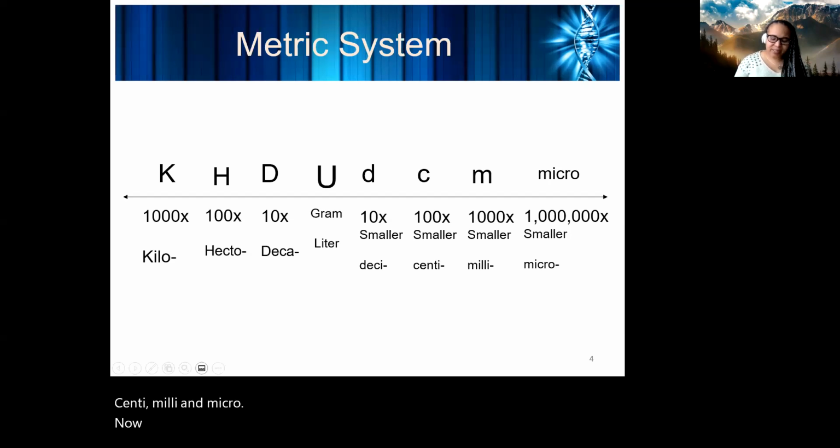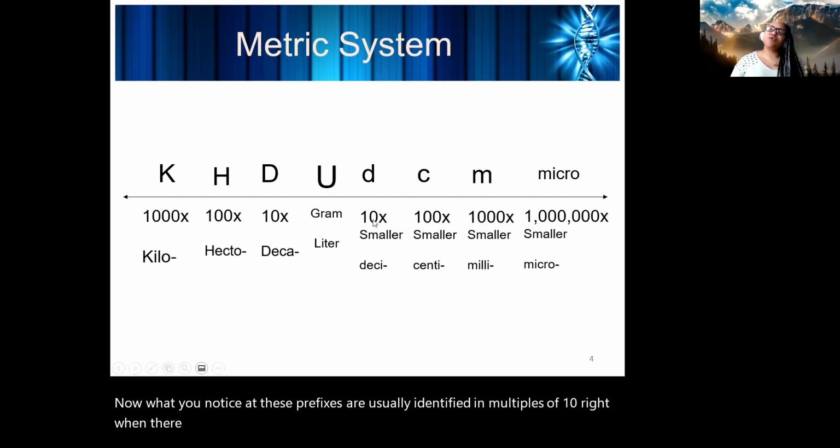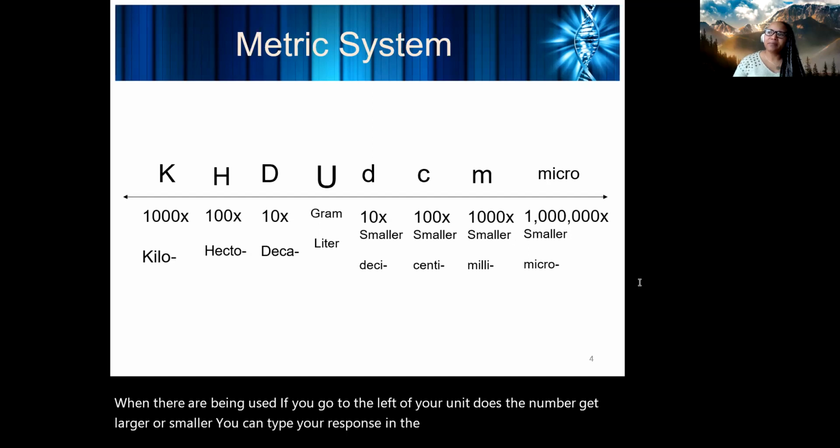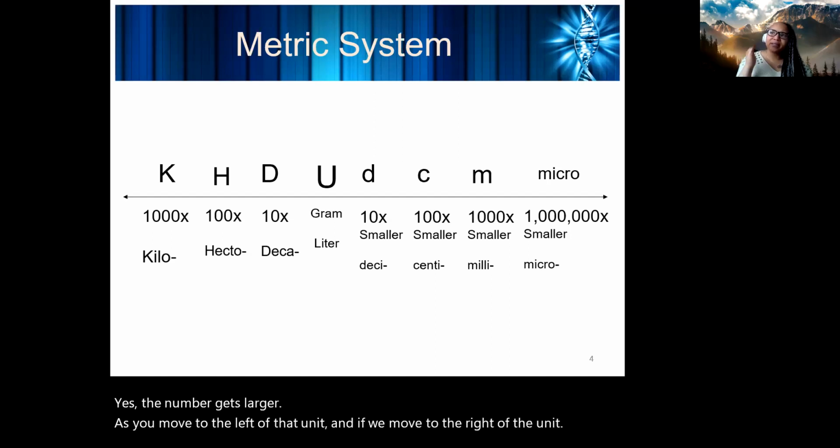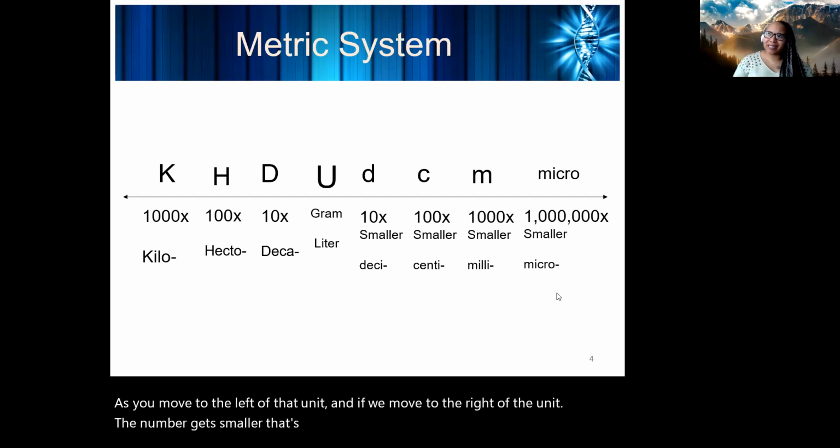Now, what you notice is that these prefixes are usually identified in multiples of 10, right? When they're being used. If you go to the left of your unit, does the number get larger or smaller? You can type your response in the chat. Yes, the number gets larger as you move to the left of that unit. And if we move to the right of the unit, the number gets smaller. That's where we have our deci, centi, milli, and micro.